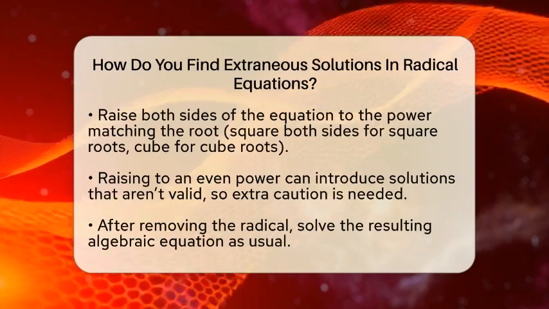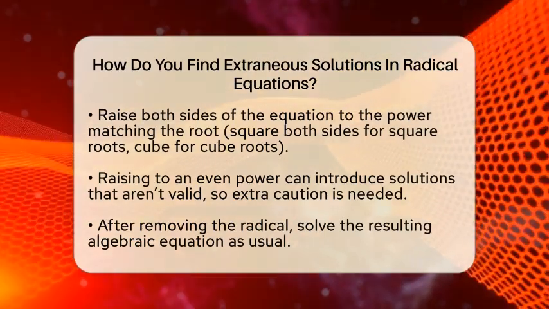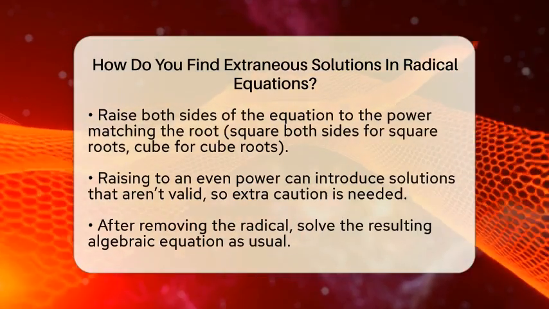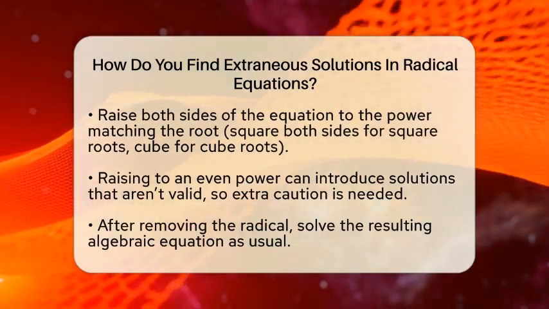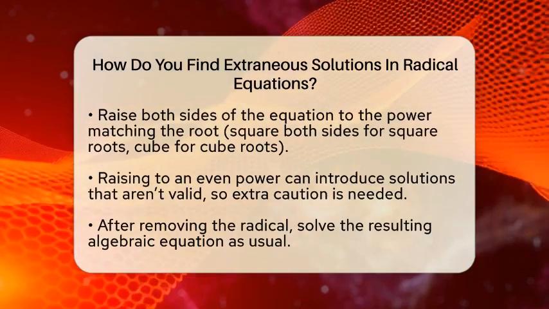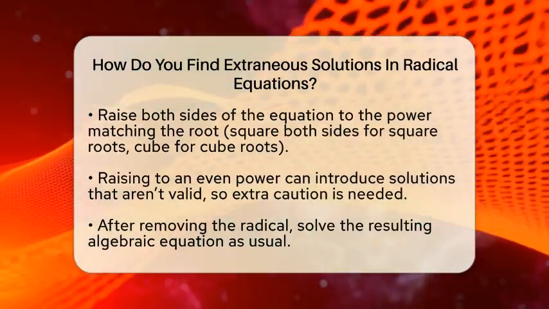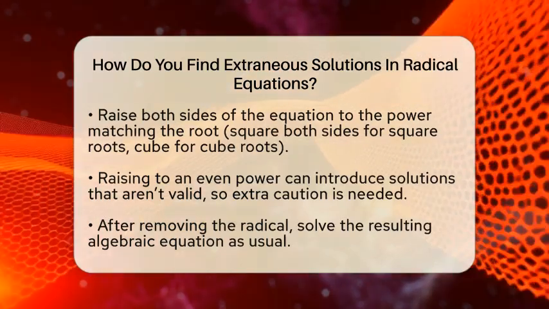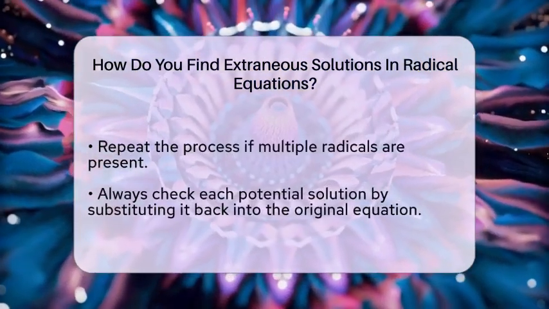This step is where extraneous solutions can sneak in because raising to an even power can create solutions that don't satisfy the original equation. Once you've eliminated the radical, solve the resulting algebraic equation just like you normally would. Sometimes, you might need to repeat the process if there are multiple radicals involved.